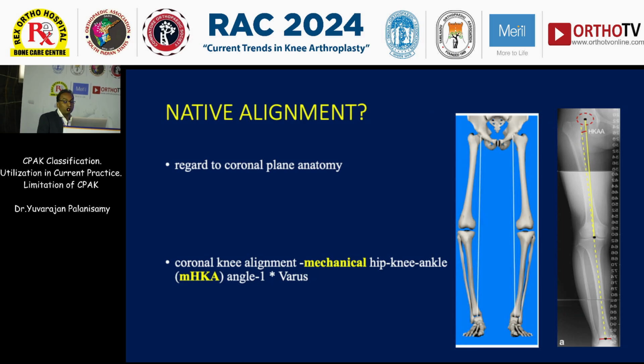So what is a native alignment? This is basically in regard to the coronal plane anatomy. All we routinely measure is the mechanical hip-knee-ankle angle. That's what we routinely measure: from the center of the femoral head to the center of the knee and the center of the ankle. This was the routine mechanical HKA.